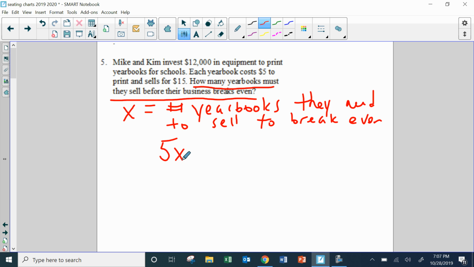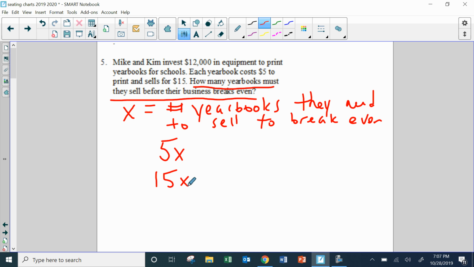My other equation, I know 15 times X is going to be in there somewhere. Because that's going to have to do with how many they sell. I'm sorry, with how much money they make. They're making $15 per yearbook. Collecting $15 per yearbook, I should say. So I need to figure out somehow how do they get it to where the cost equals the sales?